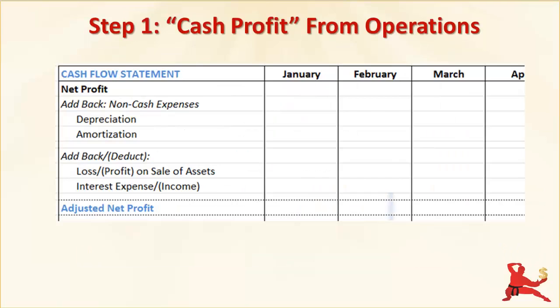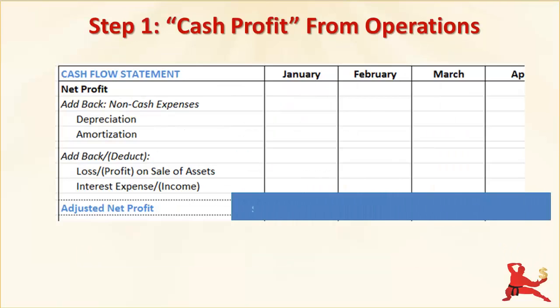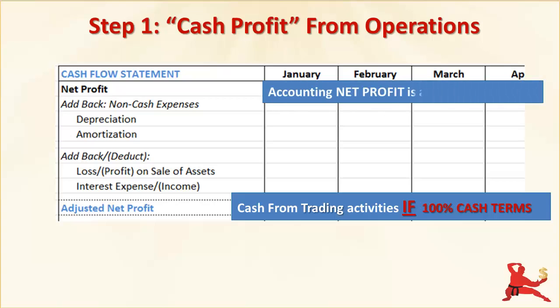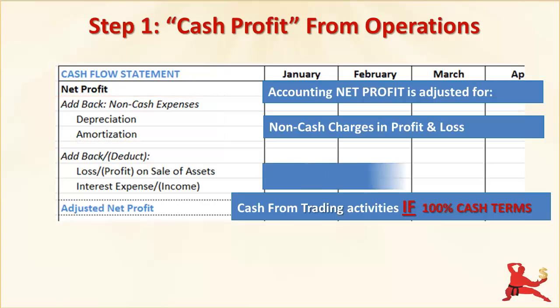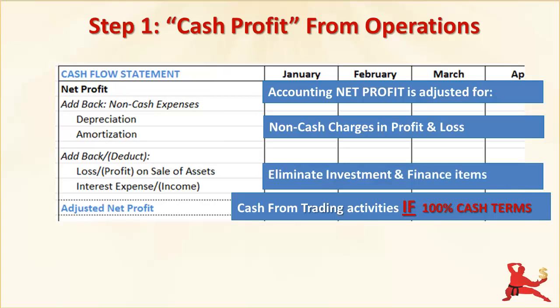Let's look at how you identify the amount of cash profit that your business potentially would make from your trading activities if every transaction in your business is done on cash terms. It starts with the net profit number that's taken from the profit and loss statement. The calculation of net profit includes non-cash items like depreciation and amortization charges. These types of expenses are book entries. No money is going to change hands with depreciation or amortization expenses.